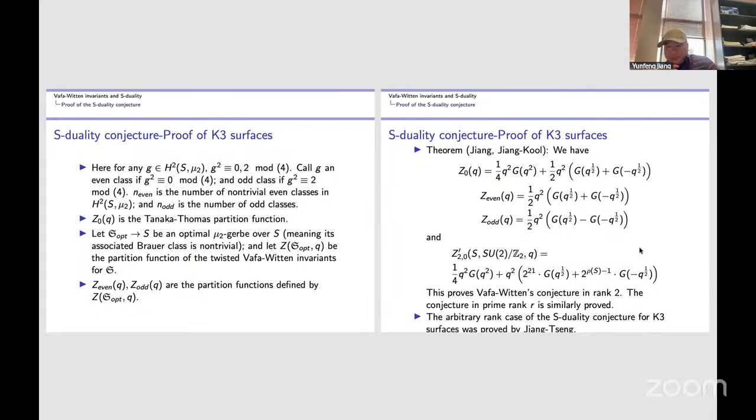Okay. And if this is rank 2, any prime rank is okay. Okay, we proved this with Maulik. So this is the S-duality conjecture for K3 surfaces. Any questions?